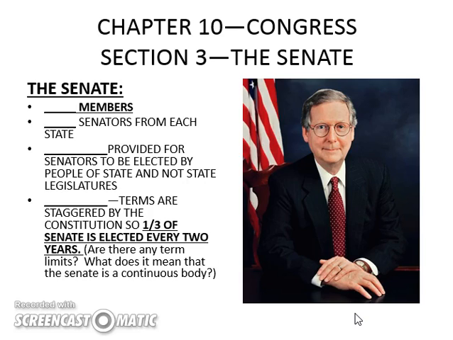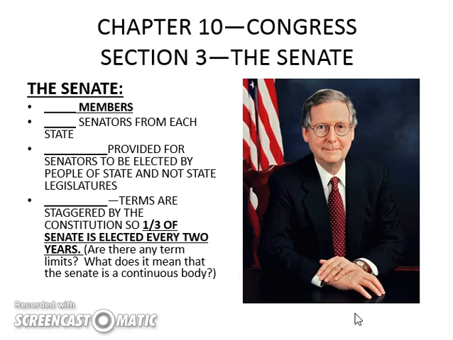Now, they weren't always elected by the people. They used to be appointed by the legislature of each state, the government of each state. That was changed with the 17th Amendment to the U.S. Constitution. Senators are now elected by the people, just like representatives and lots of other government officials are.